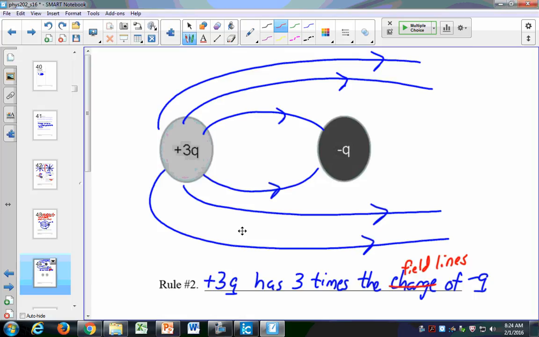All right, I have 6 field lines coming out of 3q. I have 2 field lines going into negative q. If I had 3 field lines going in here, how many field lines would I have to have here? I would have to have 9. I would always have to have 3 times the number of field lines coming out of plus 3q.